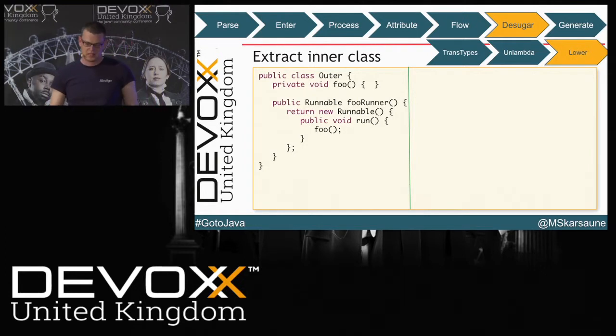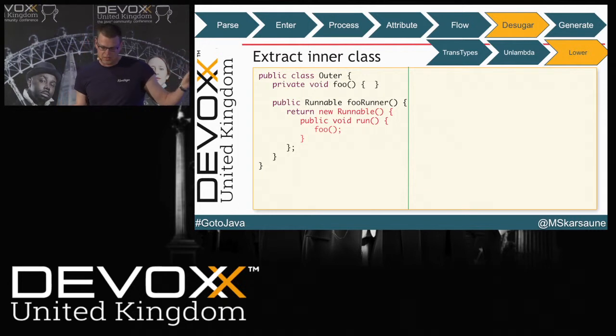Then we have inner classes. In Java, you're able to declare one class within another. And so here we have an outer class with a private foo method. We have an inner class that implements Runnable and calls foo. And so what happens? When I showed desugar, we saw TransTypes, which is type erasure. Now we look a little bit at Lower, which is more really about taking out syntactic sugar. We will look a little bit at lambdas towards the end specifically.